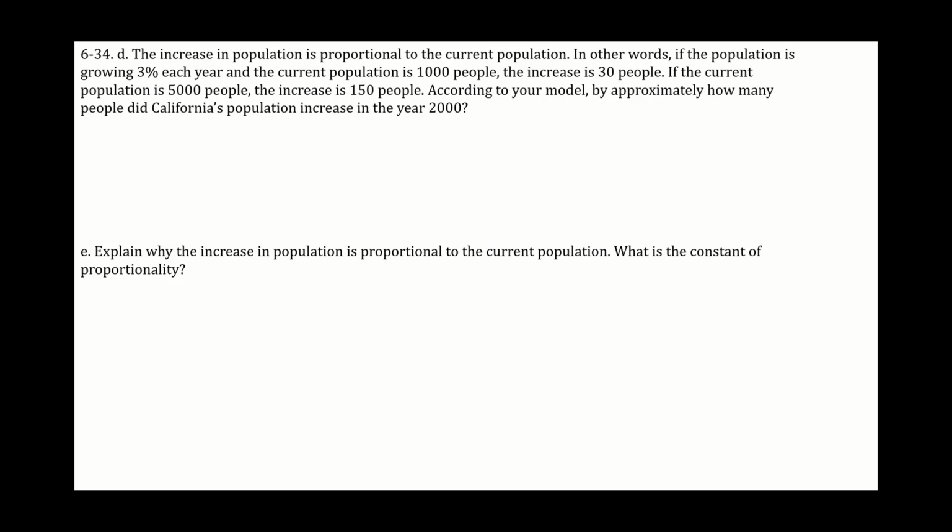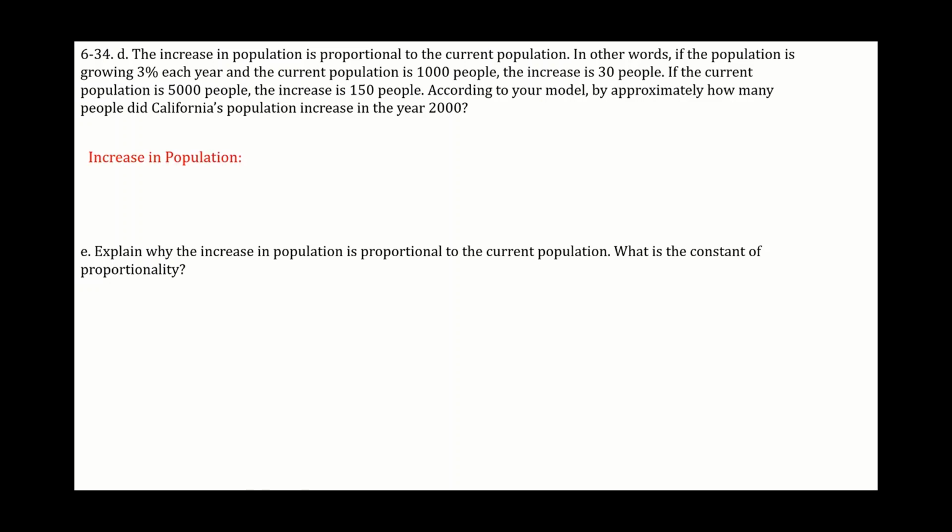Part D. The increase in population is proportional to the current population. In other words, if the population is growing 3% each year and the current population is 1,000, the increase is 30 people. If the current population is 5,000 people, the increase is 150 people. According to your model, approximately how many people did California's population increase in the year 2000? So we just want to know what is the increase in the number of people. According to my model, which is not the same model that you might have used or the book used.